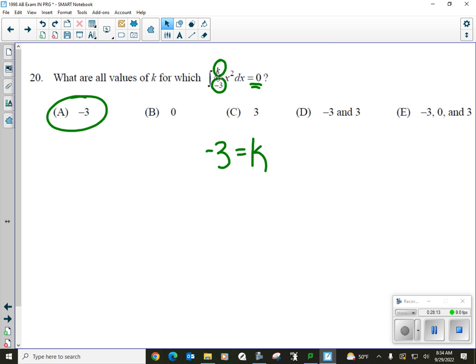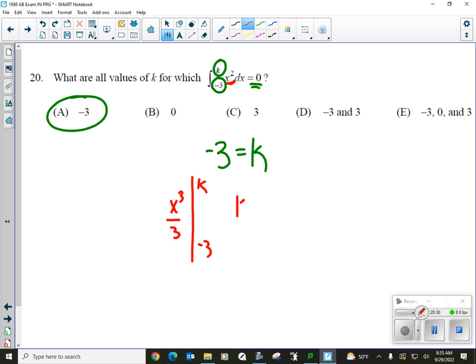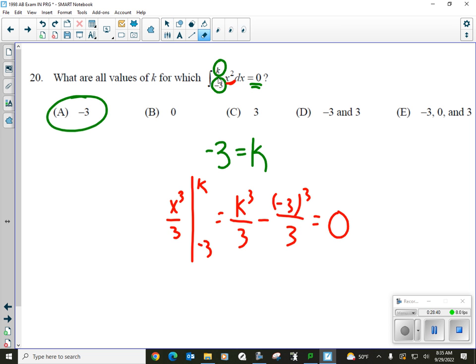That was a great one to end with, okay? If you wanted, and there would have been people, especially in my class, they would have said, okay, the integration of x squared is x cubed over 3. I want that from k to -3. And they would have done this math. They would have said k cubed over 3 minus -3 cubed over 3. And they would have set it equal to 0. And you could get there that way.